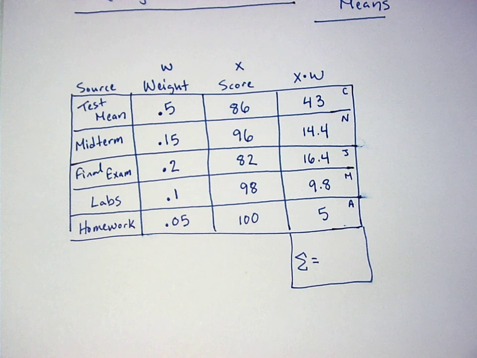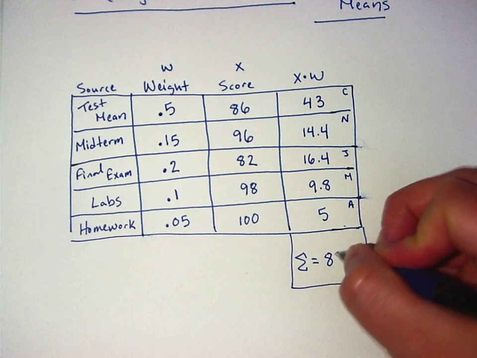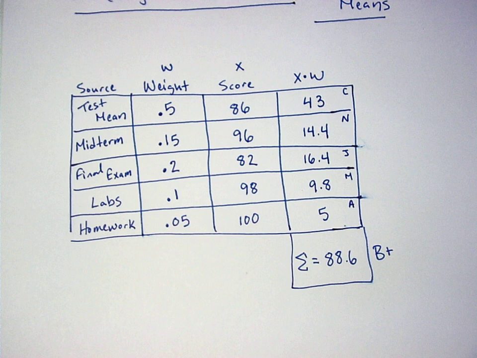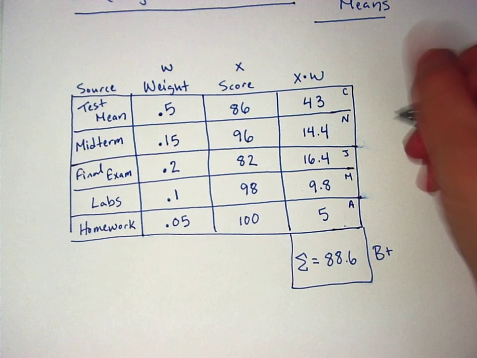Maybe it's 10. 88.6. Okay, so about what we were expecting. This person got a high B plus, or an AB. Does that make sense to you guys? Okay. Now, officially the formula is this, so everybody write it down.